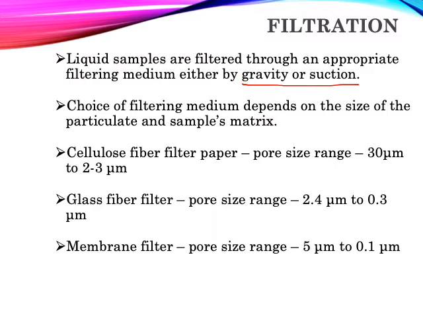For example, the cellulose fiber filter paper has a pore range of around 30 micron to 2 to 3 micron, a little bit large in pore size. And if you choose to use the glass fiber filter, the pore range is around 2.4 micron to 0.3 micron, and the membrane filter is way smaller than the other types of filter, whereby the pore size range is around 5 to 0.1 micron. Okay, this is usually for the small size particles.